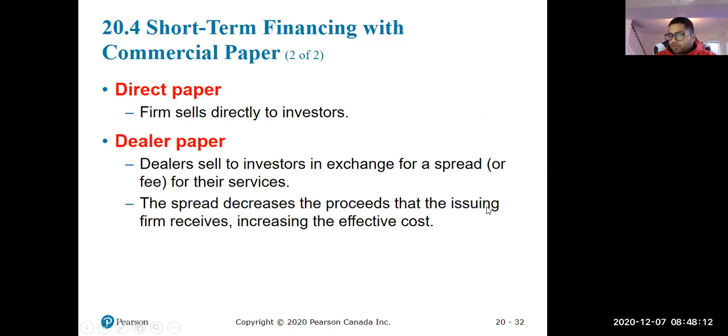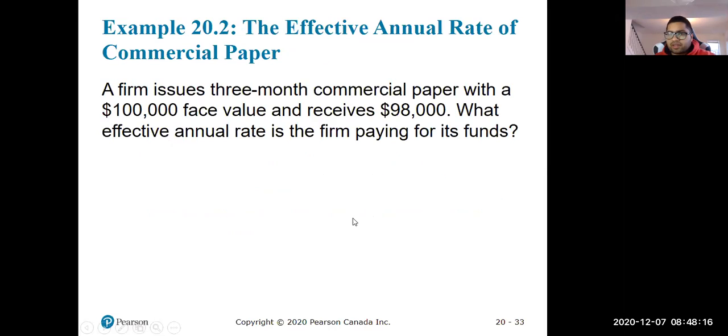Spread decreases the proceeds that the issuing firm receives, increasing the effective cost. A firm issues 3-month commercial paper with a face value of 100,000 and receives 98. What is the effective annual rate? We have done this multiple times. So the borrowed amount is 98, the paid back amount is 100. The borrowing is for 3 months.